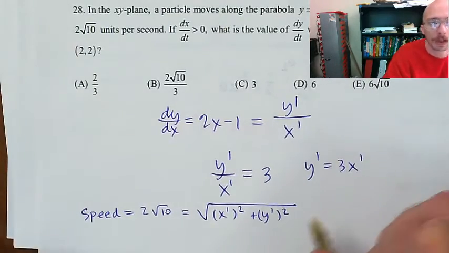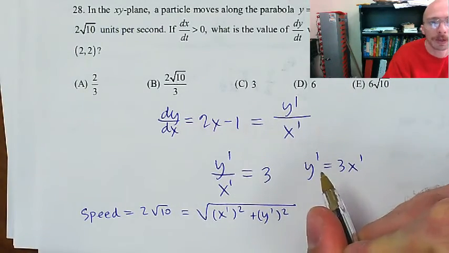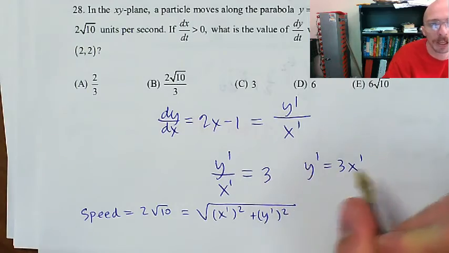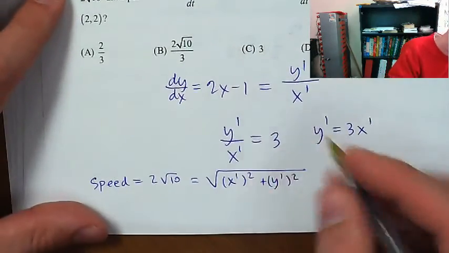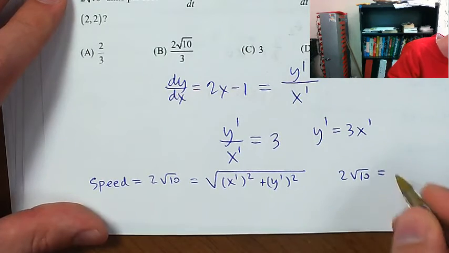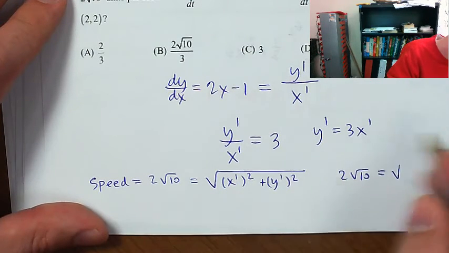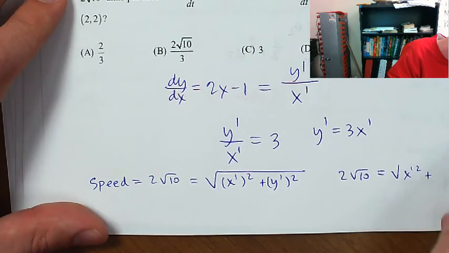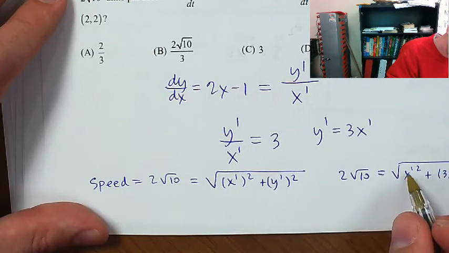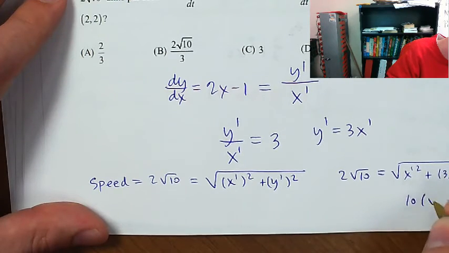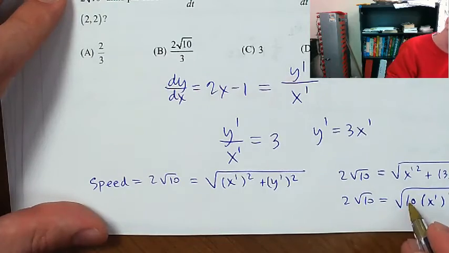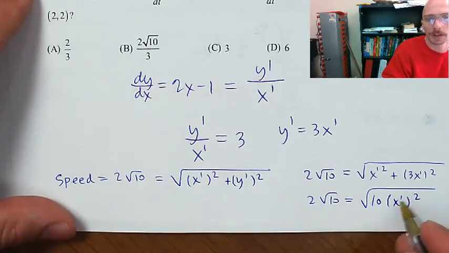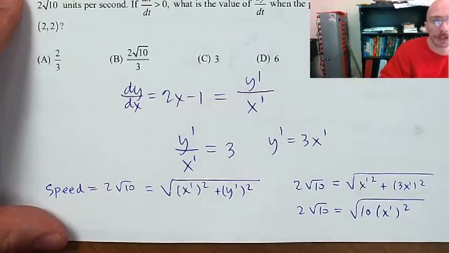If you want to most directly solve for y prime, you would need to get x prime in terms of y prime, since x prime is a third of y prime, and substitute in there. I'm not going to do that because I don't think this is going to be that hard. I'm going to have 2 square root of 10 equaling the square root of x prime squared plus y prime, which is 3x prime, squared. So that's 9 and 1 is 10 times x prime squared, square rooted, equals 2 square root of 10. So the square root of 10 is going to come from there. That means that x prime is going to have to be 2, meaning y prime is going to be 6.